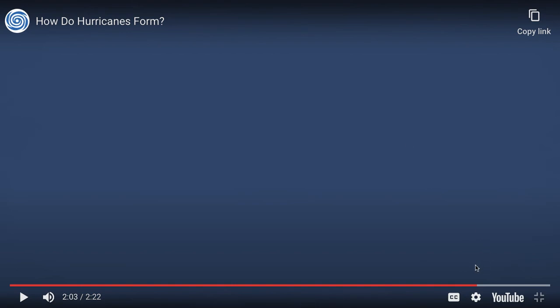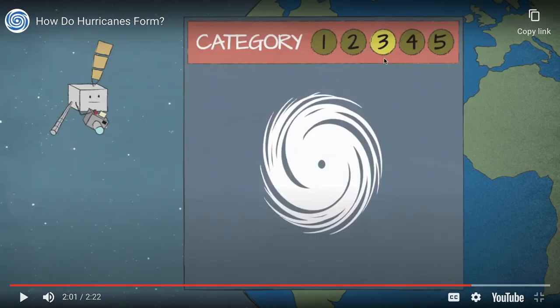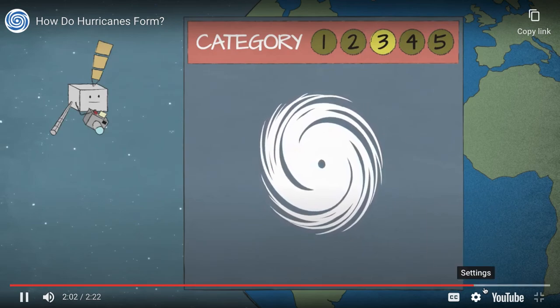So we're going to talk later about these categories. Category 1, 2, 3, 4, 5, you would have heard of those categories, where they've come from and how they are measured.